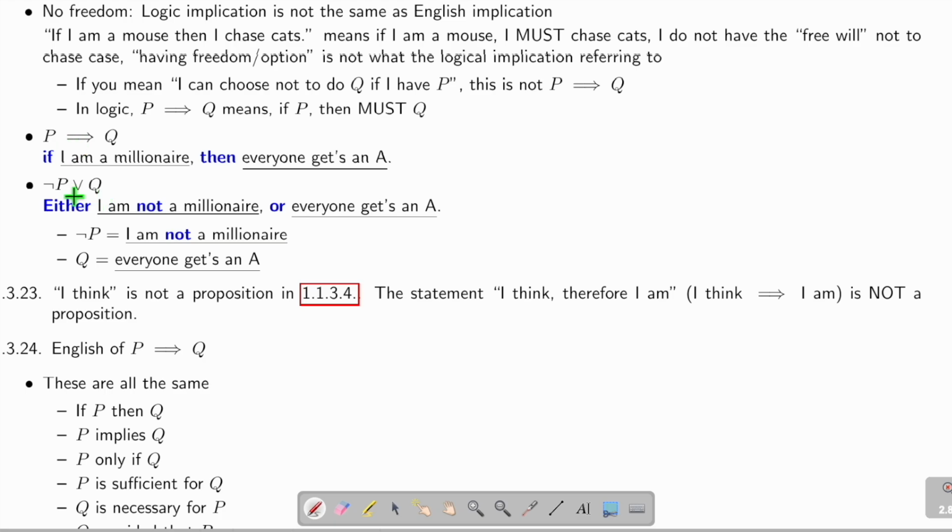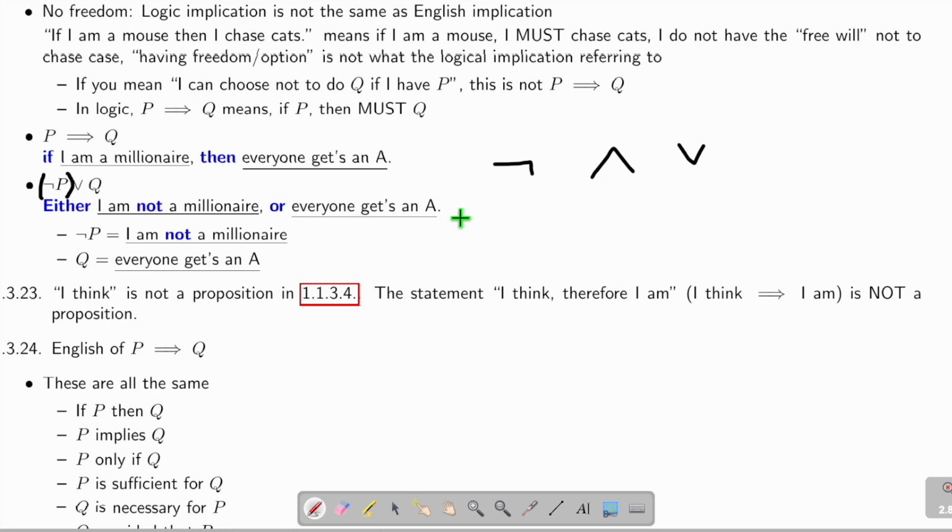And then here's a funny thing. These two sentences are equivalent. If I am a millionaire, then everybody gets an A. So this is P implies Q. This is not P or Q. And I'm bad, I forgot to write brackets. Okay? So what does it mean? P means I am a millionaire, right? Not P means I am not a millionaire. Q is just everybody gets an A. What's the operator inside? It's logic OR. Remember, this is AND, this is OR, this is NOT. And, or, not, that's enough. Then what is this sentence? I am not a millionaire or everybody gets an A.